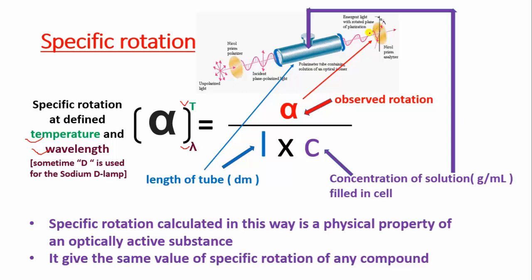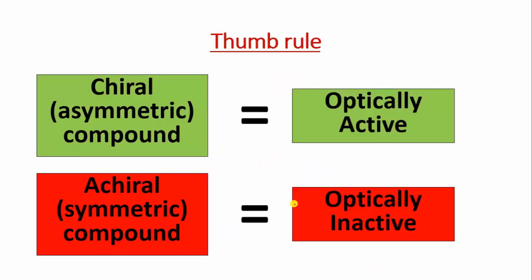Specific rotation calculated in this way is a physical property of an optically active substance. It gives the same value of specific rotation for any given compound. So dear students, always remember the thumb rule. If a compound is chiral or asymmetric, it will be optically active. If a compound is achiral or symmetric, it is optically inactive.